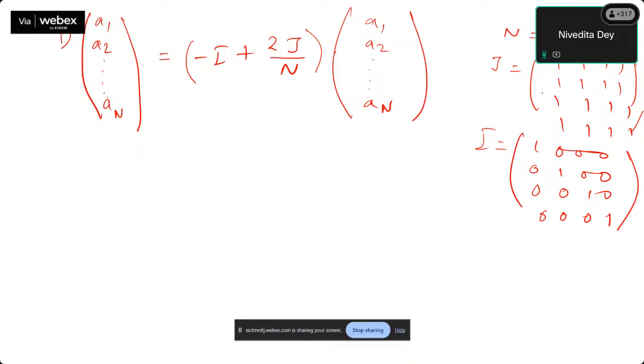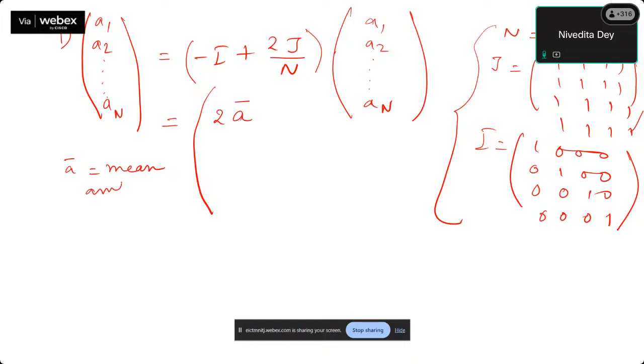That's what I'm trying to say. And n will be, of course, 4. So if you just put the values with respect to, say, A1, A2, A3, A4, that is, I have 4 entries, then it will look something like that. And if you generalize it, it will look something like 2 into A bar, where A bar is the mean amplitude: 2A bar minus A1, 2A bar minus A2, likewise it will go on, up to 2A bar minus AN.